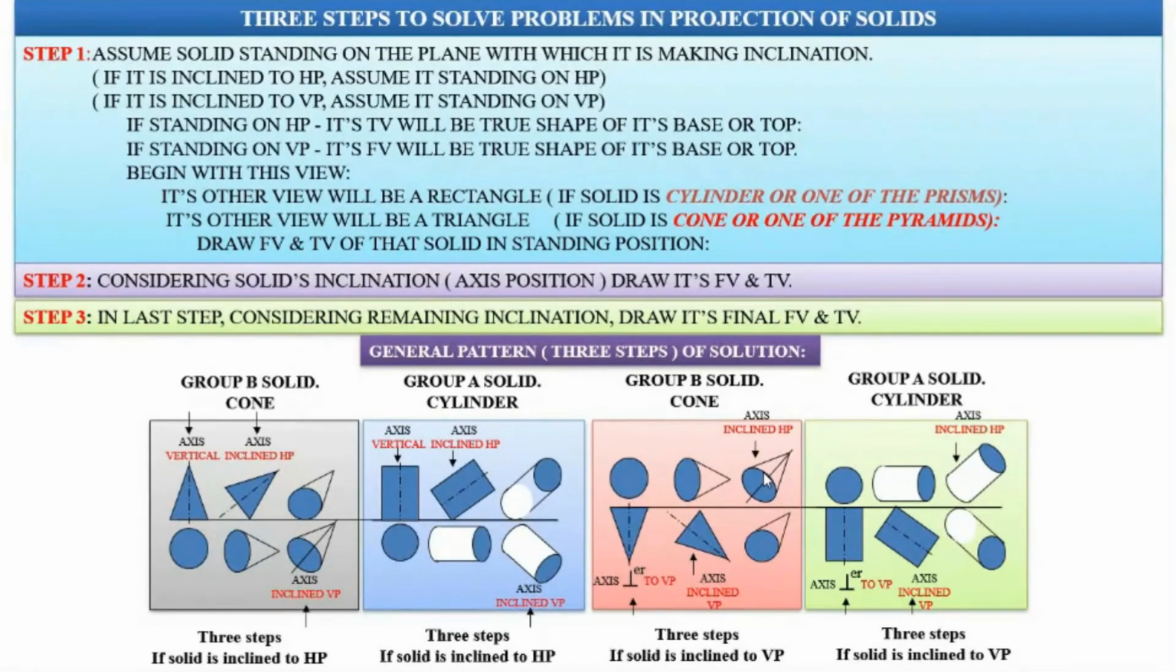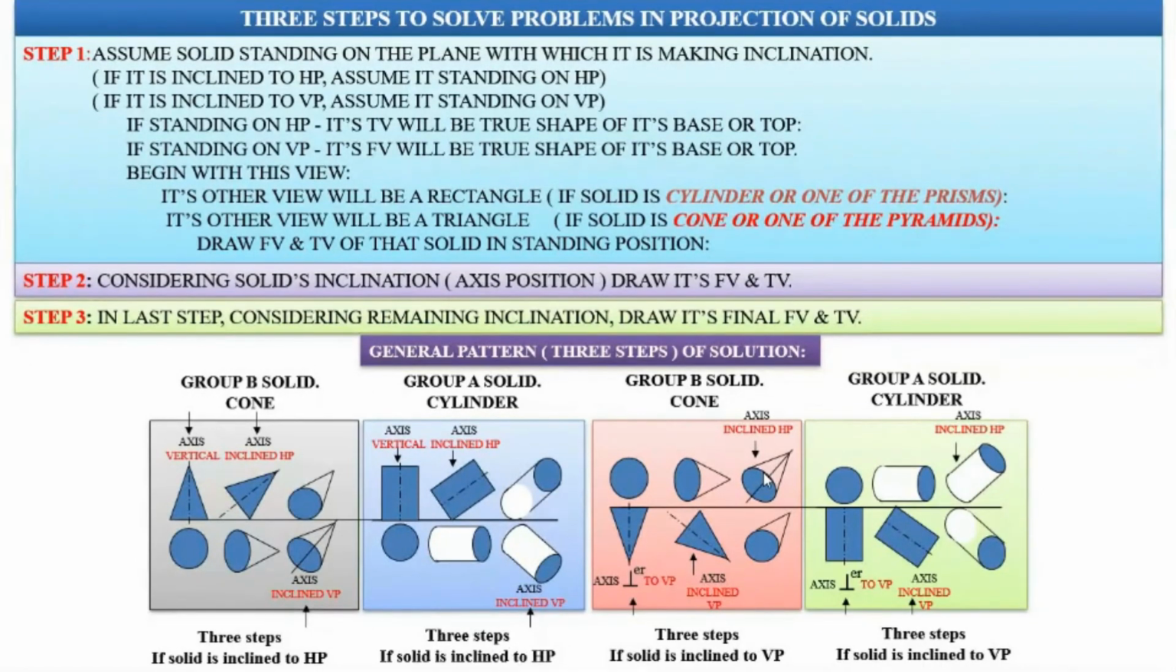So in step 1, we assume that the solid is standing on a plane with which it is making some inclination. In the problems involving the projection of solids, it will be given that the axis is inclined to one of the planes and the axis is inclined to the second plane also. The axis is inclined to both the planes. That is the condition. But in most of the cases, the inclination of the axis will be given to one of the planes, and the inclination with the second plane will be given indirectly. The direct inclination of the axis won't be given.